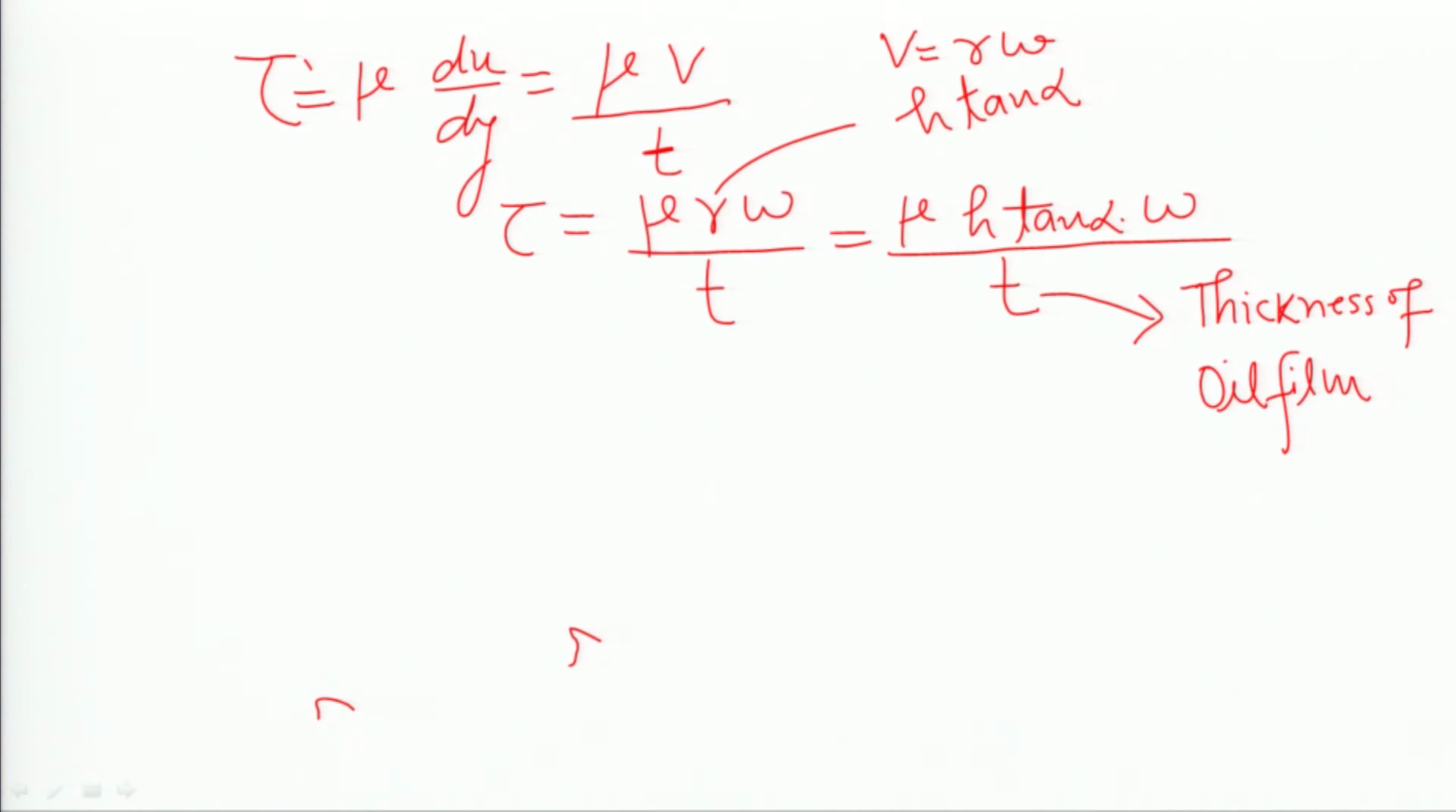Next is the tangential resistance force. We can calculate the tangential resistance force, so we write dF. Why dF? Because we are calculating in elemental form, and then we integrate from 0 to h to get the total. So what is the dF?